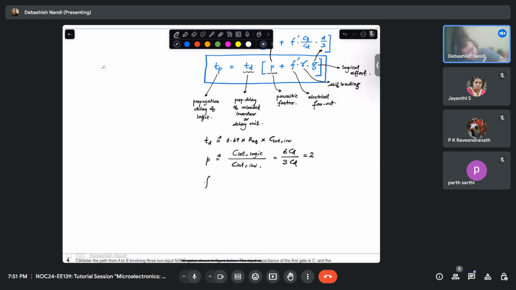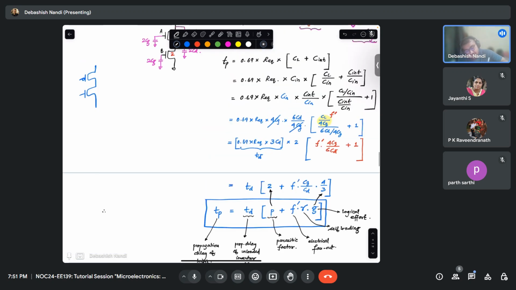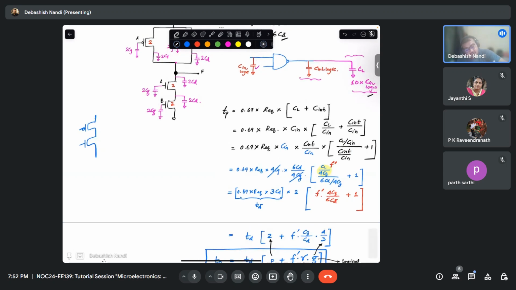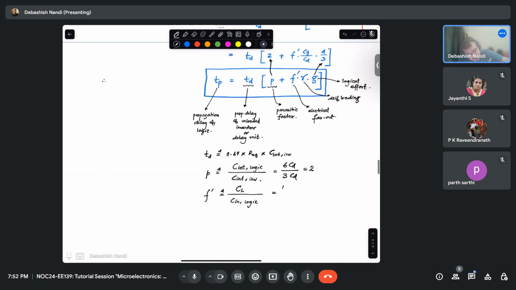And what about F dash? F dash is defined as C load over C in of logic. So what is CL in our case? CL we have found out to be 10 times C in logic. So 10 times C in logic divided by C in logic is equal to 10, and gamma is a technology parameter, that is equal to 1.